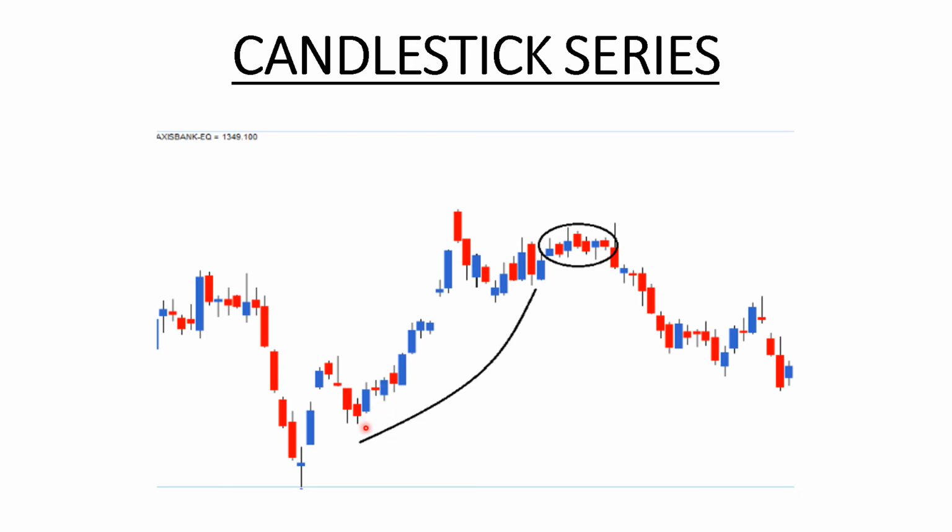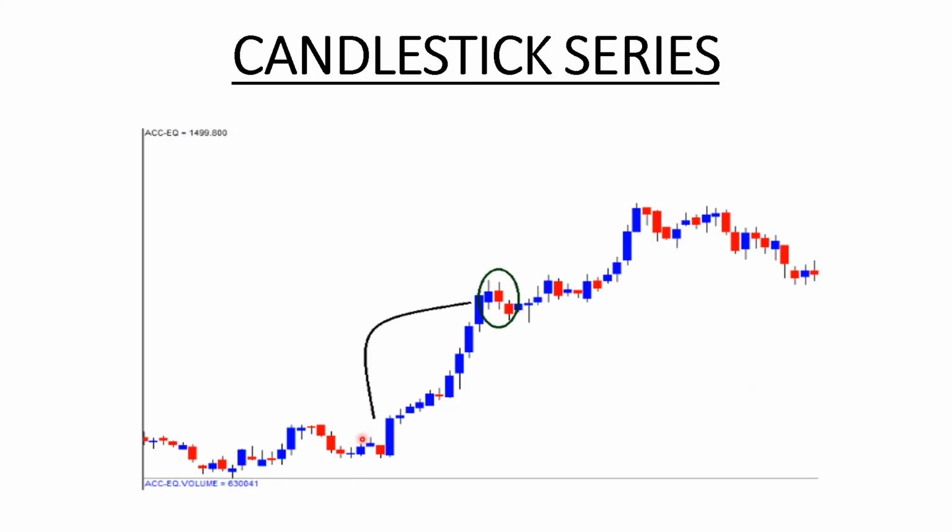Let's see over an uptrend. Over here you can see the market was continuously in an uptrend. It started forming spinning tops. The market paused for a while and then took a reversal and started going down. And now let's see another example. The market was in a continuous uptrend. It started forming a spinning top. The market paused for a while and then again continued in an uptrend.